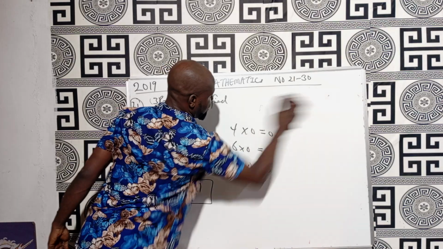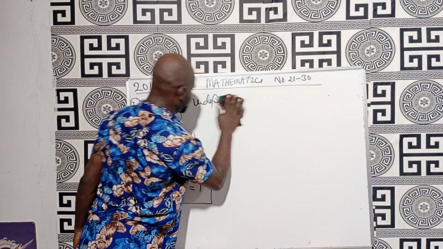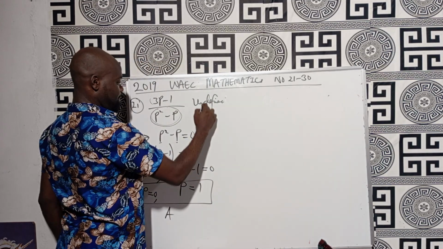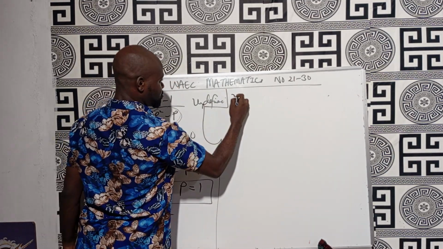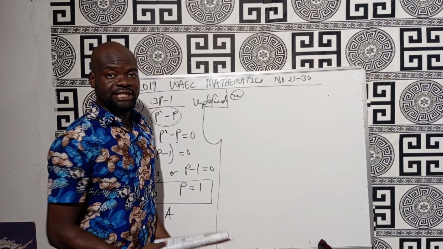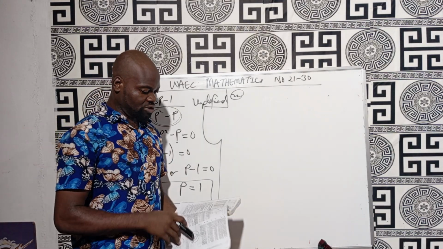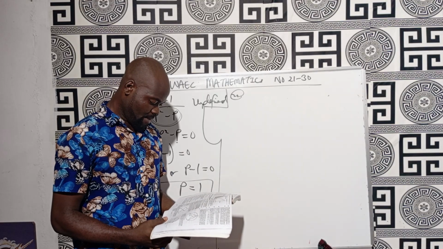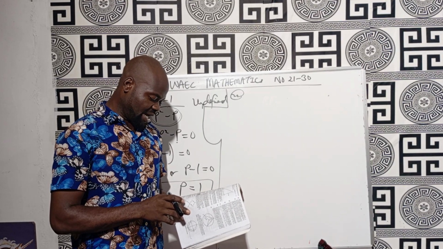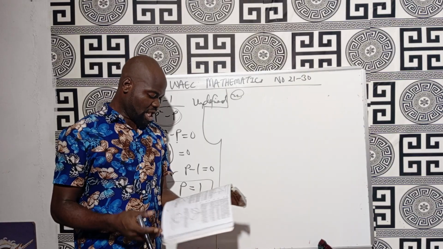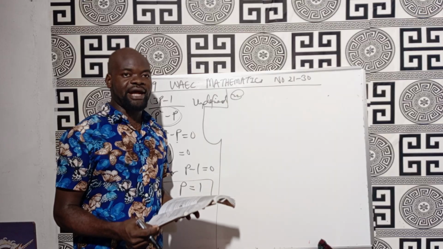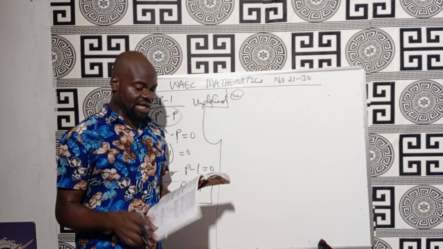So let's look at number 22. Number 22. We have the total surface area. The total surface area of a solid cylinder is 165 centimeters square. If the base diameter is 7 centimeters, calculate its height. Take your pi as 22 over 7.